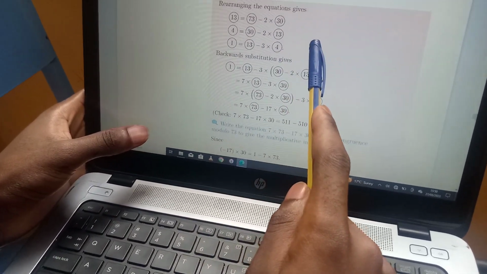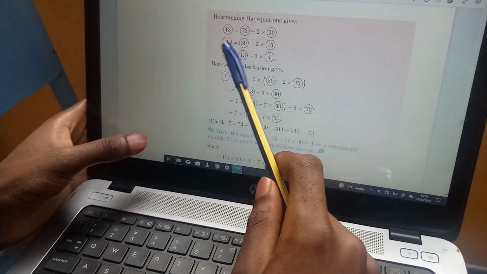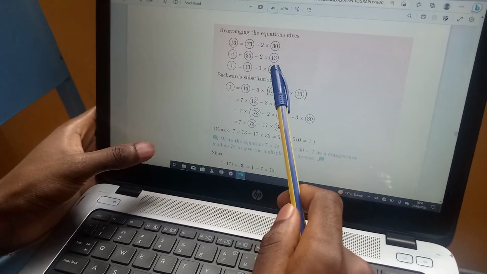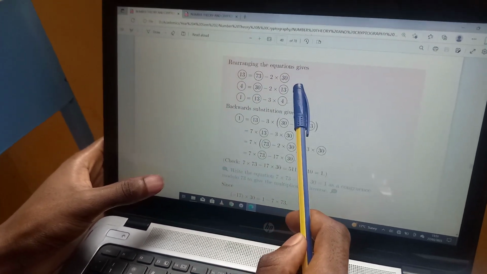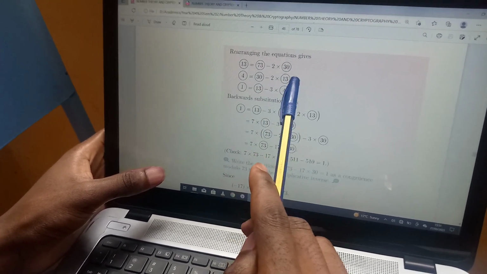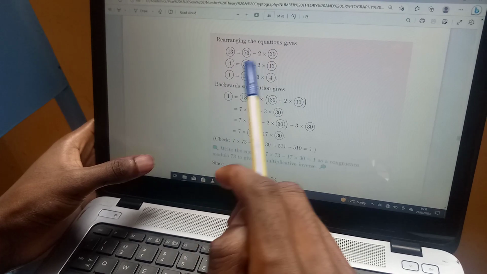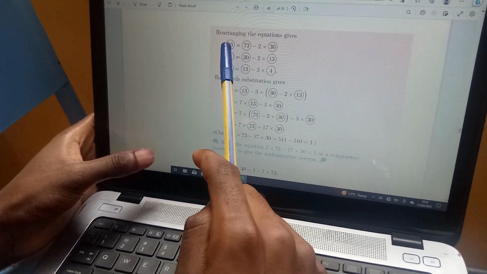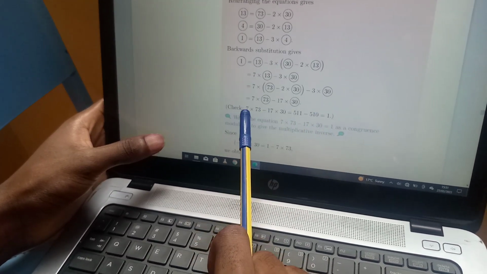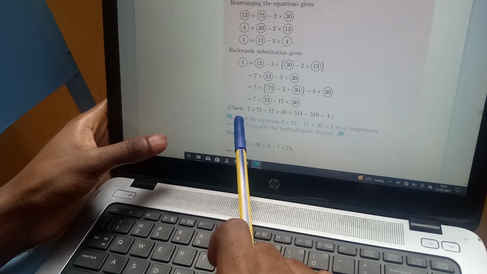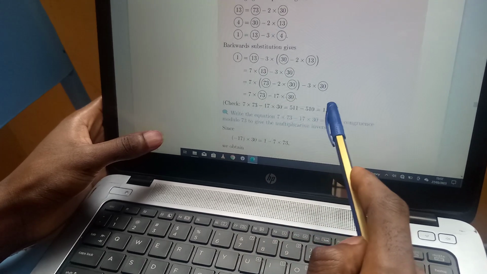After rearranging the equation, you need to substitute from the last equation going up, one at a time, until the first equation, such that in this case you start by substituting 4 with this equation, that is 13 minus 2 times 13. You repeat the same process after substituting 4. You substitute 13, and after substituting 13, the equation is over. After substituting, as you can see here, you have to check if that equation is correct. That is, 7 times 73 in brackets minus 17 times 30 will actually give you 1.